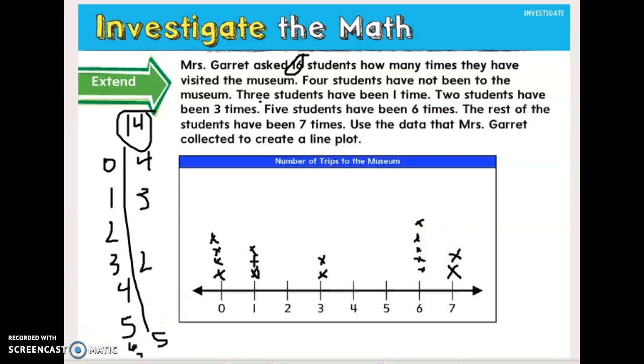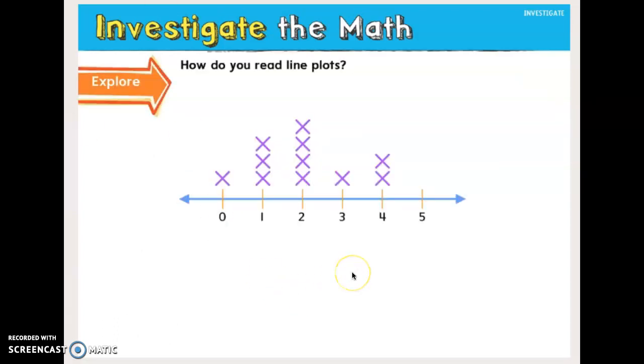So let's take a look at how we can use this for reading these plots. So this is one that's already done. So on this one, I have to think about how these numbers are. And this is where it's a little trickier.